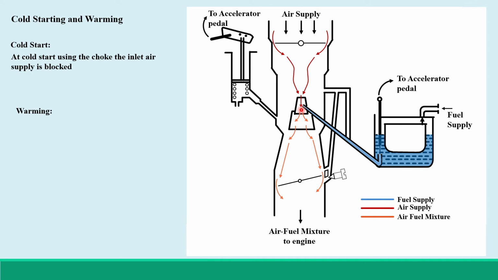Now, once the engine gets started, during the warm up, this semi automatic choke here is going to automatically open up to 50% of its capacity, thus increasing the amount of air supply, and the richer mixture is now converted to a lean mixture. So now the rich mixture is not there, it is going to be having a leaner mixture which is being provided to the engine during warming.